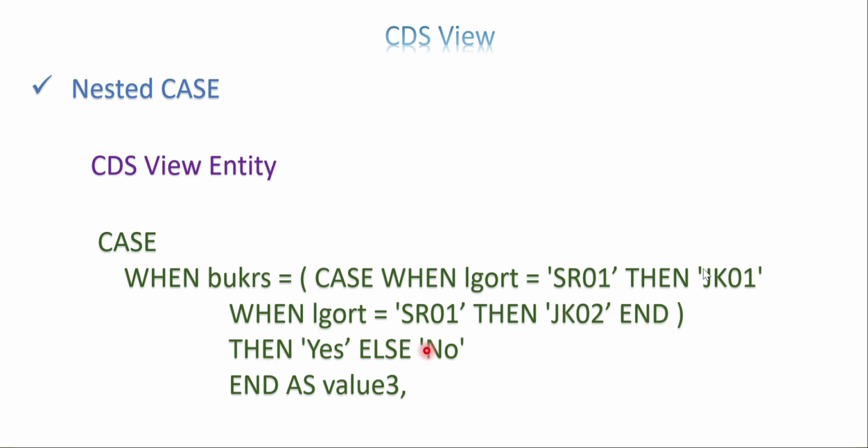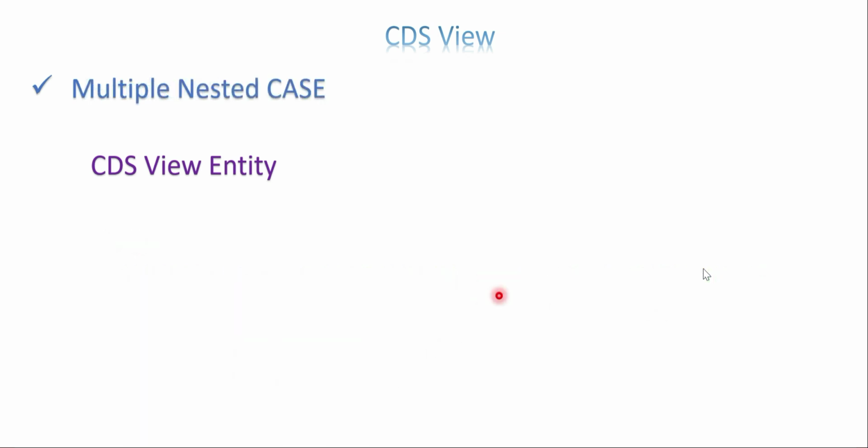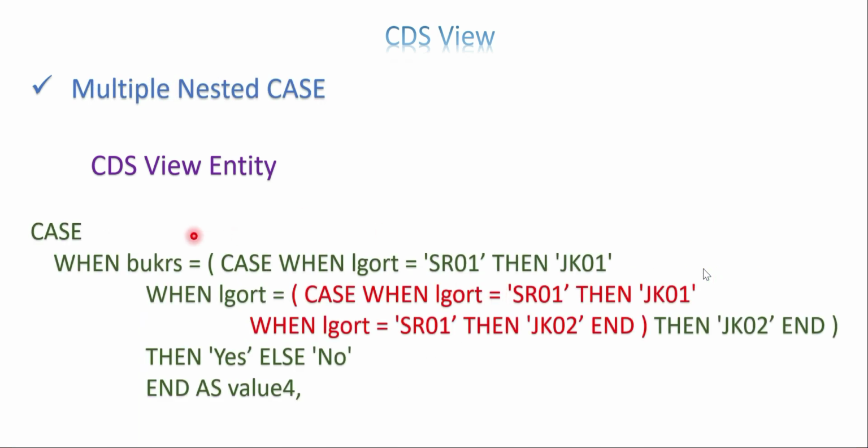So then else, or else no. This then is going to be the part of your first when condition, not your nested one. Okay. So otherwise, end as, because this is a case statement, you need an end as over here, not in this particular case statement. And next, is a multiple nested case also possible? So here I'm going to have the first one as case, and this also is to be determined with the value of another case statement. Yeah, that is also possible.